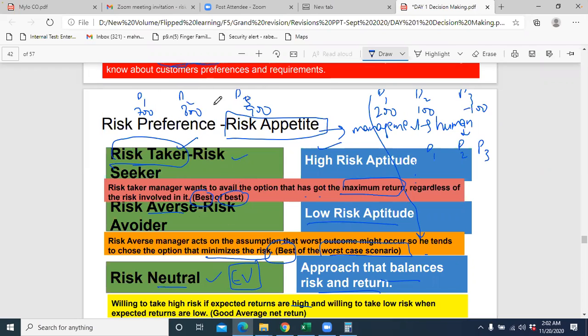So which one is he going to choose? P1, P2 or P3? P3. Best of the best, P3, would be the risk aptitude of a risk taker, right? And best of the worst is a person who definitely wants to maximize the return, but first looks at the worst case scenarios, because he doesn't want to take the risk. He would say, you won't take this, you won't take that, you would take the best of the worst case scenario.